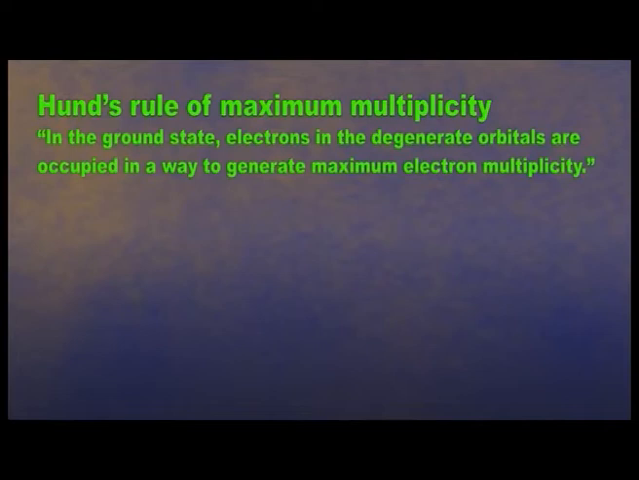Also, Hund's rule of maximum multiplicity states that in the ground state, electrons in the degenerate orbitals are occupied in a way to generate maximum electron multiplicity. It means for a degenerate set of orbitals, electron pairing is only possible once all the degenerate orbitals are singly filled. So, the question arises here whether we should consider t2g and eg as a new set of orbitals or the validity of both the rules will be done by considering them as a part of d orbitals.